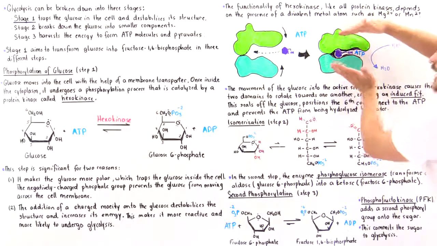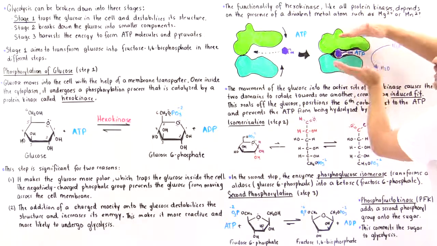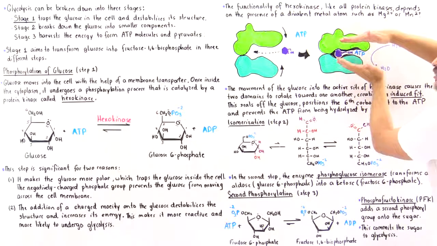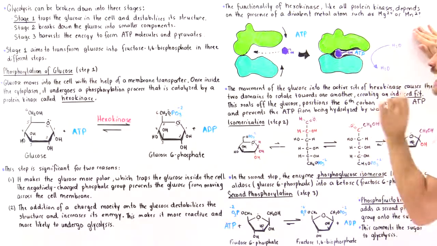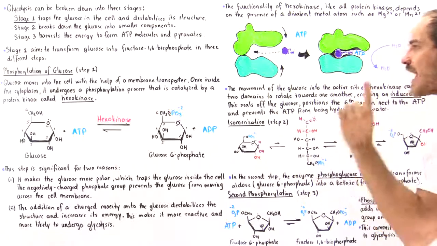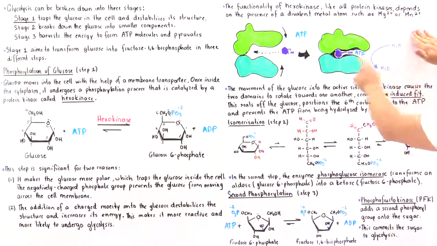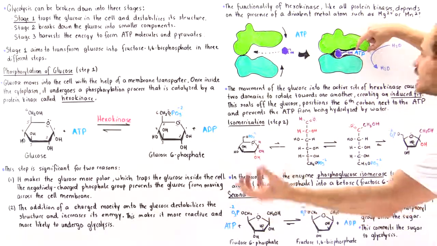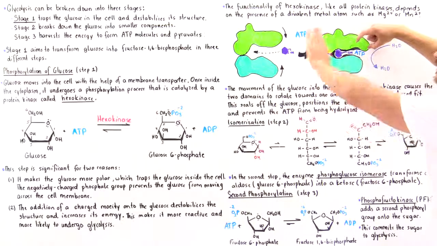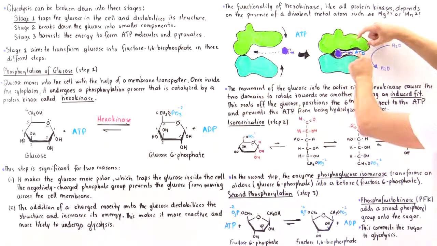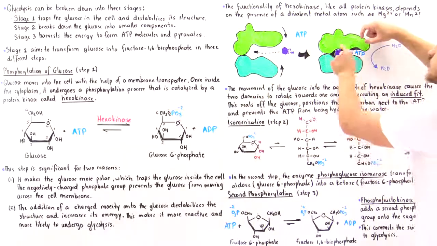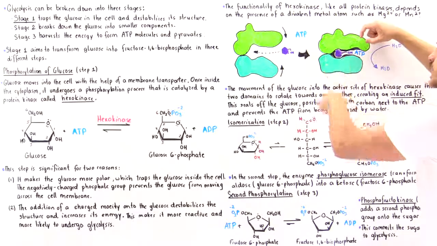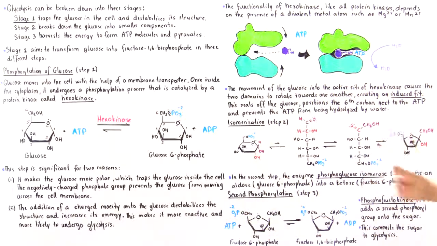And so by creating this environment in which we don't have any water molecules, what that does is it prevents any unwanted reactions. That is, it prevents the water from hydrolyzing the ATP into ADP. And what that means is the enzyme can go ahead and transfer that phosphoryl group from the ATP onto this glucose molecule, in turn producing that ADP.